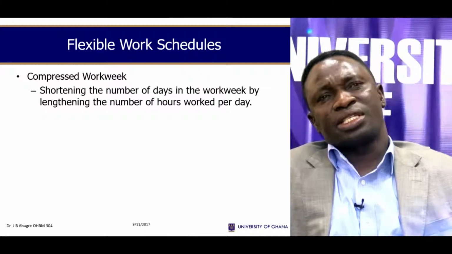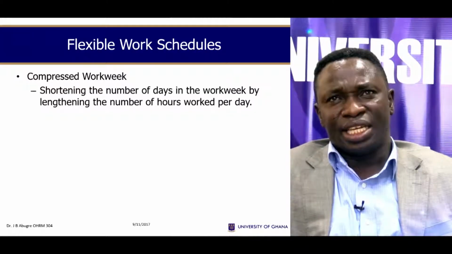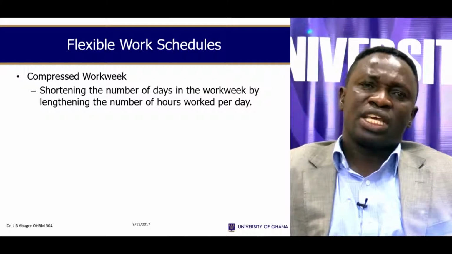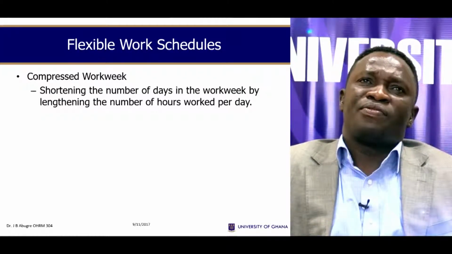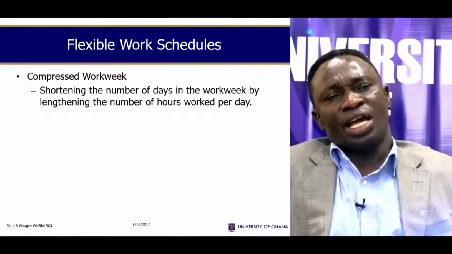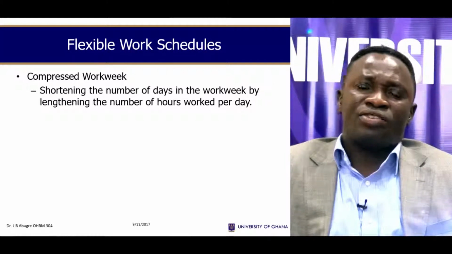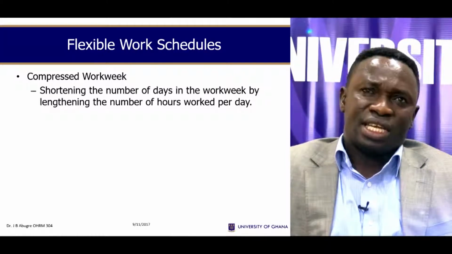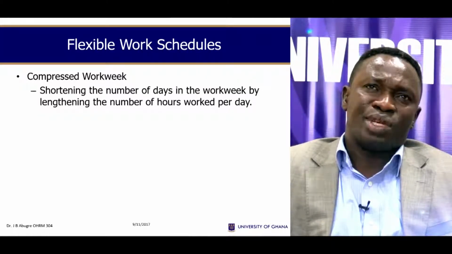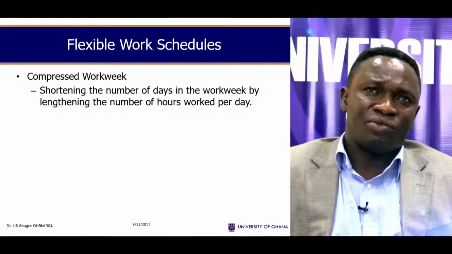Compressed work week is shortening the number of days in the work week by lengthening the number of hours worked per day. For example, if somebody works 5 days a week, Monday to Friday, 8 hours a day, we could decide to compress the work week for you. Now instead of 5 days, you come 3 days. However, instead of 8 hours per day, you are now going to work 12 hours per day, which equates to the same thing, but now you start Monday and end Wednesday.